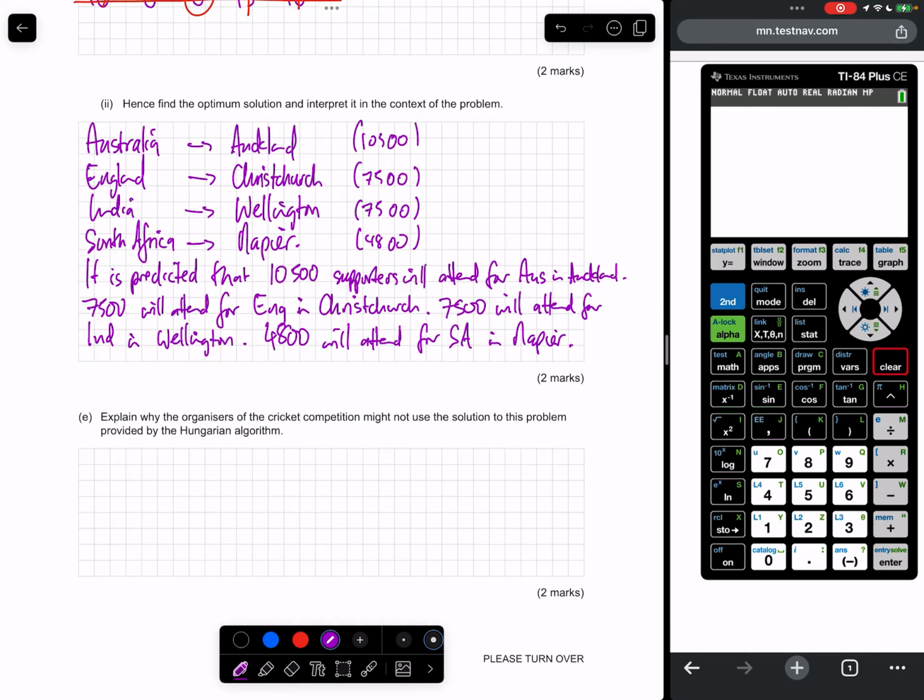Explain why the cricket competition might not use the solution to this problem provided by the Hungarian algorithm. So many options, you need 2 marks, so at least have 2, I reckon. Registered supporters are not guaranteed to attend. They don't have to, they're just registered supporters. What else?